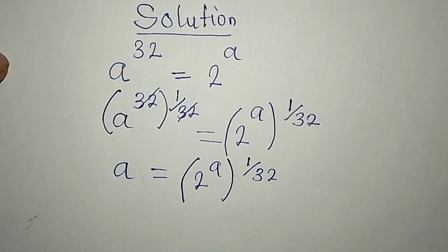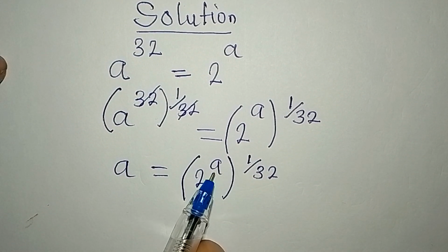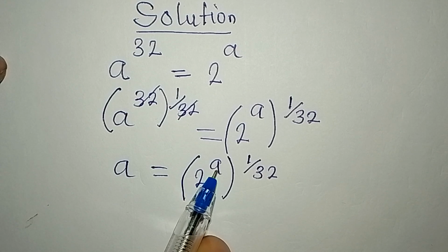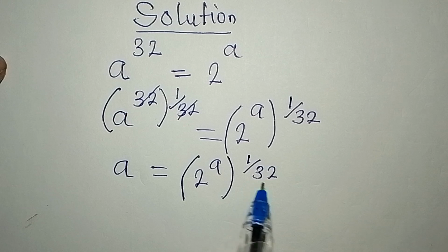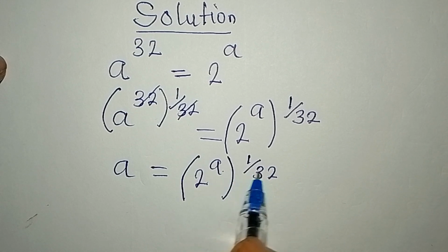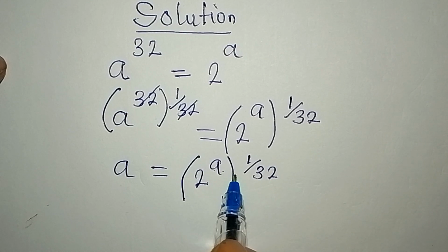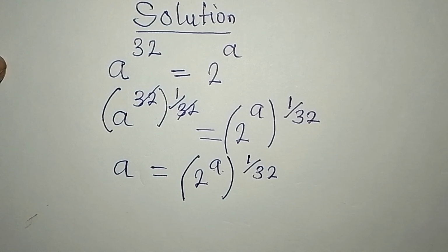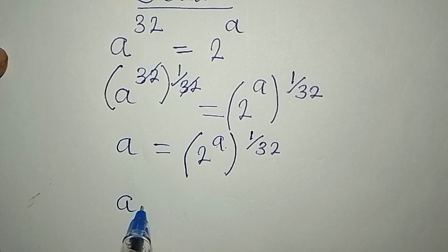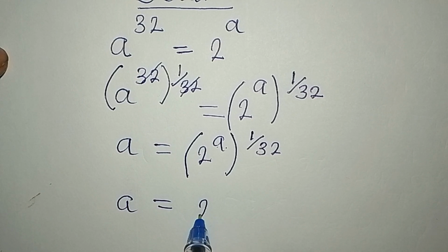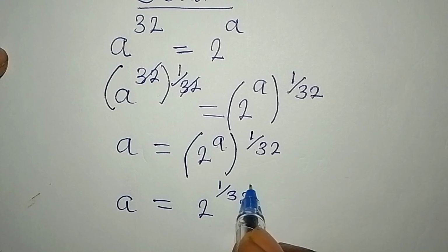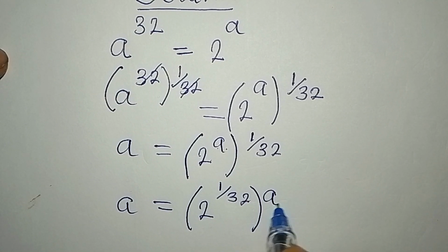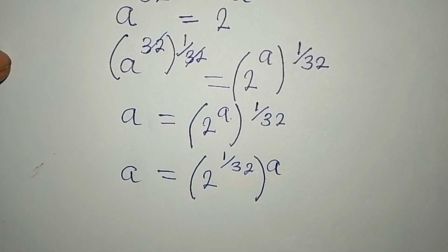But remember, our target before is to take a to the left as well. So for us to take the a to the left, we can equally change the position of these two powers. So that if we do that, a will be equal to 2 to the power of 1 over 32 now to the power of a. What I've done is to change the position.